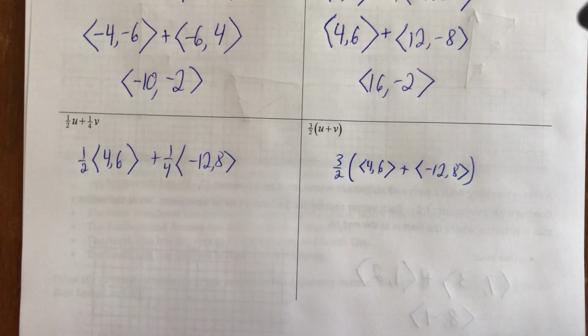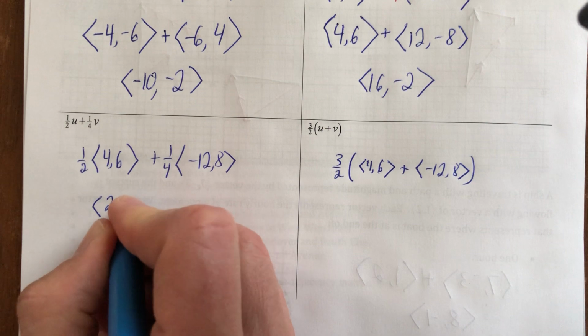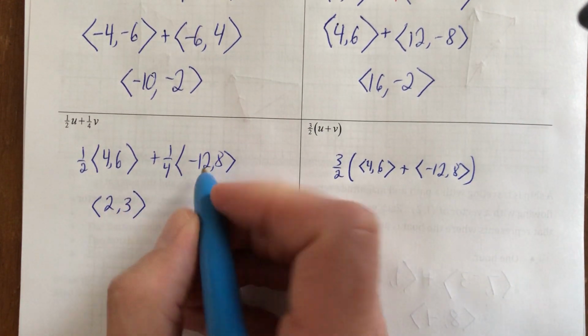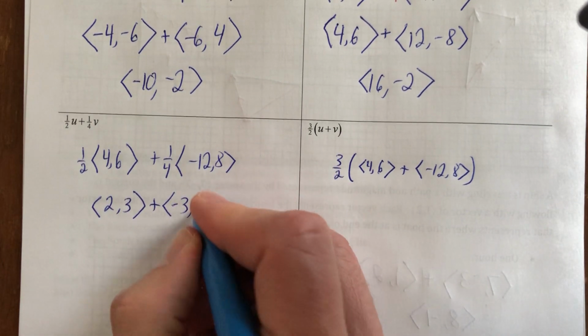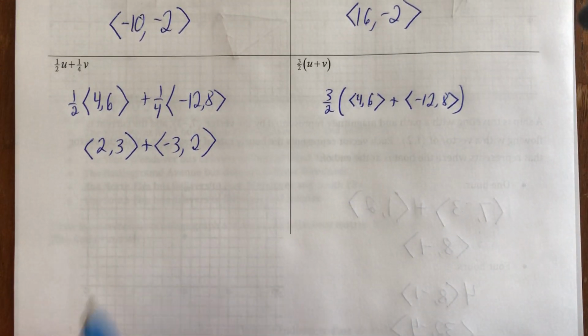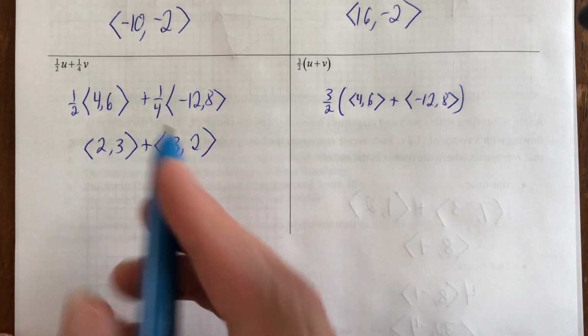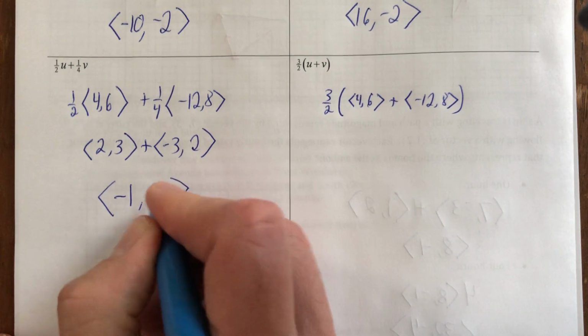Let's keep moving. Half of these, let's see, half of 4 is 2. Half of 6 is 3. A fourth of 12 is 3. It is negative though. A fourth of 8 is 2. And we'll add those together. I'm going fast, but I don't want to waste your time with stuff you know how to do. 2 plus negative 3 is negative 1. 3 plus 2, you better know what that is. There we go, there's 5.